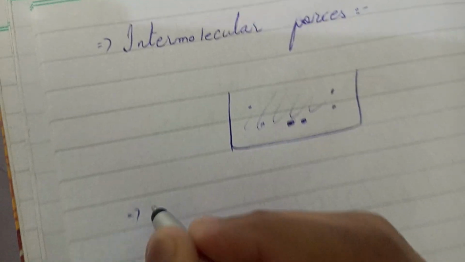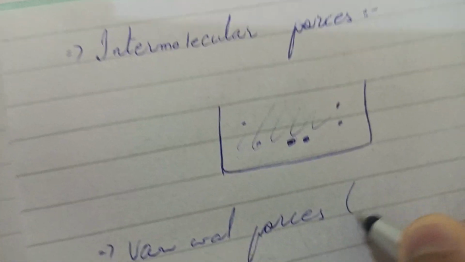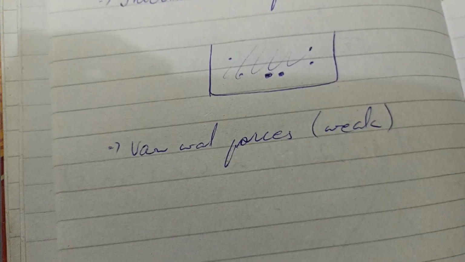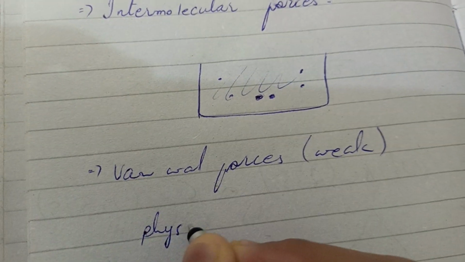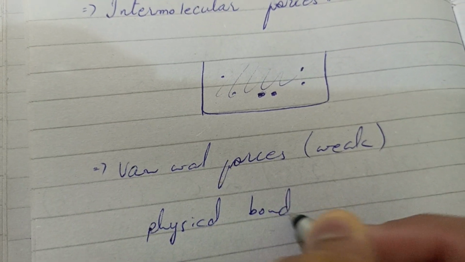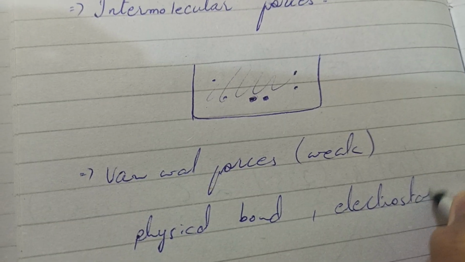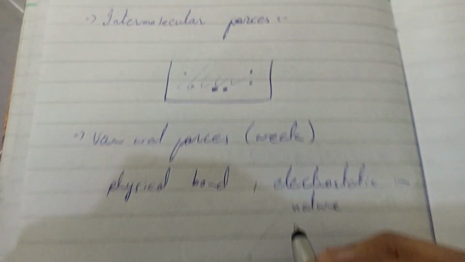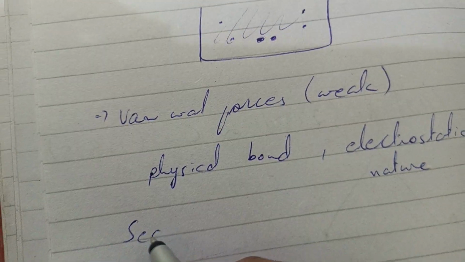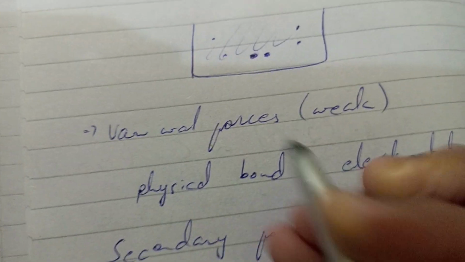First of all, we have van der Waals forces. These forces are kind of weak, and they happen between two molecules. These are actually physical bonds, or you can say electrostatic in nature. Electrostatic means ionic. These are also called secondary forces, but famously people say van der Waals forces.